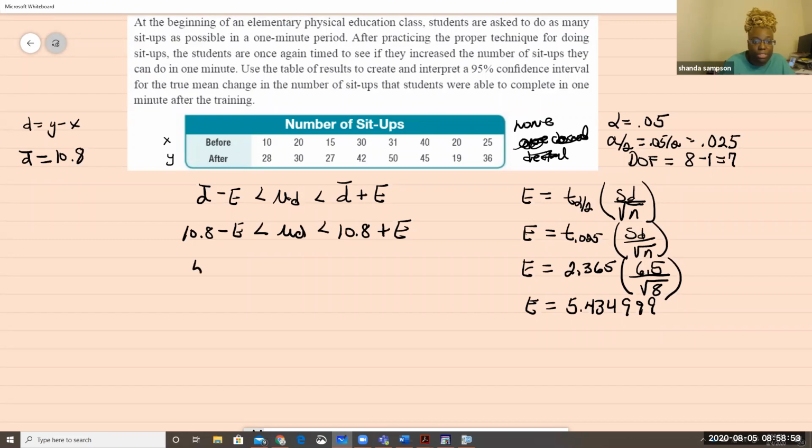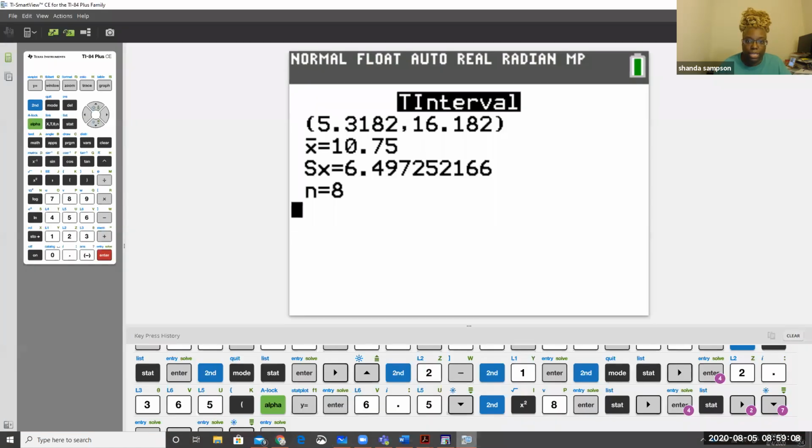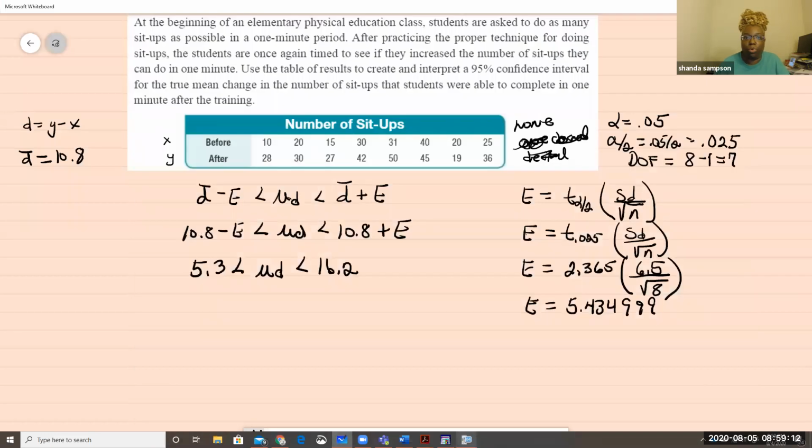If you hear anything, it's my children in the background. You know it's COVID, so they don't know how to act.